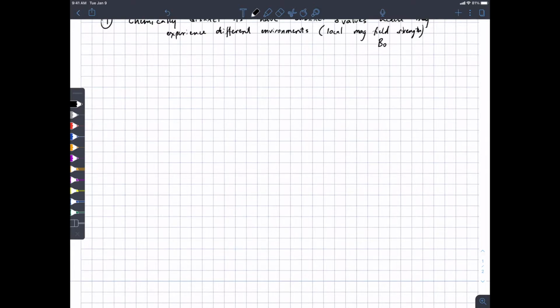Imagine this dot is our friendly neighborhood proton, and we'll just draw a circle to roughly represent the electron cloud surrounding that proton. Okay, I should have used a bigger marker for that.